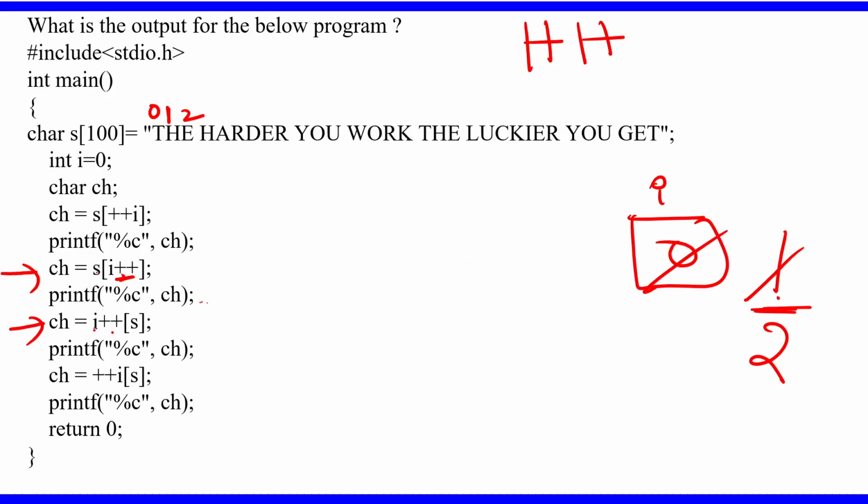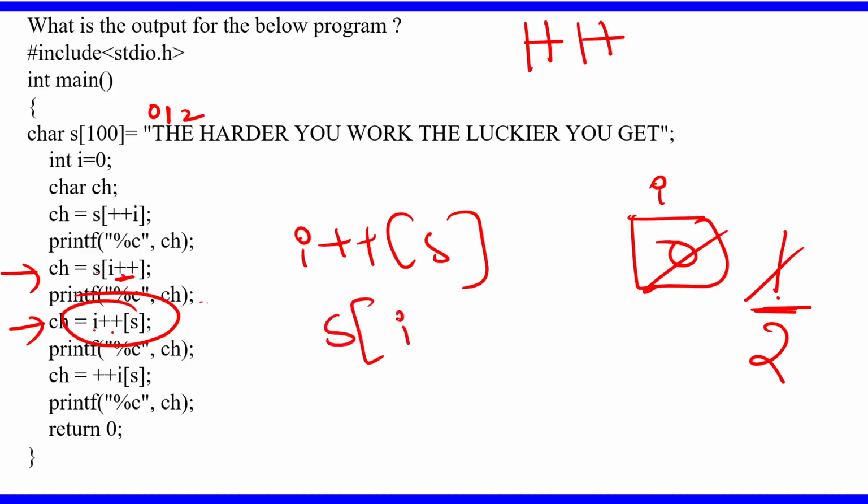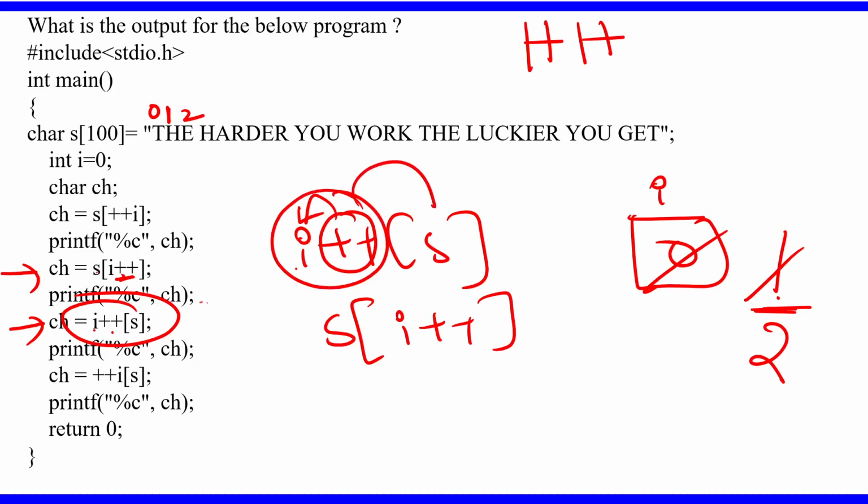I became 2. I am talking about the third expression here, i++ of s. So this is equal to s of i++, because this ++ is attached as a post-increment for this i. So we cannot skip this. We have to take the whole expression inside.